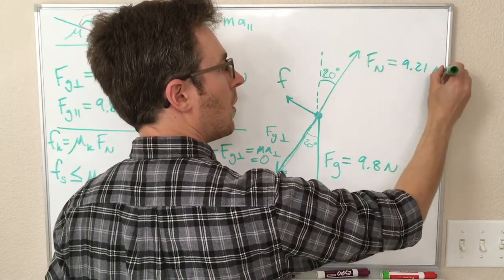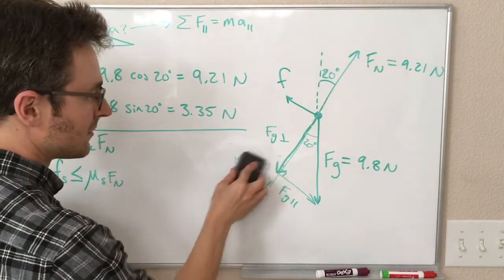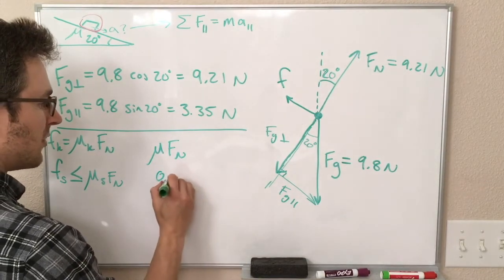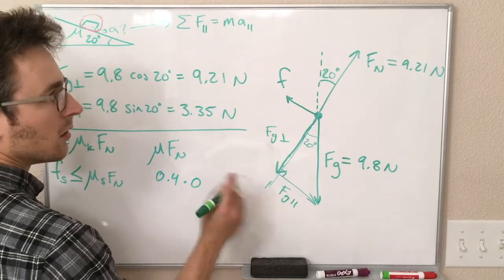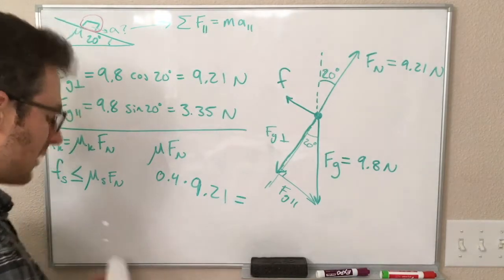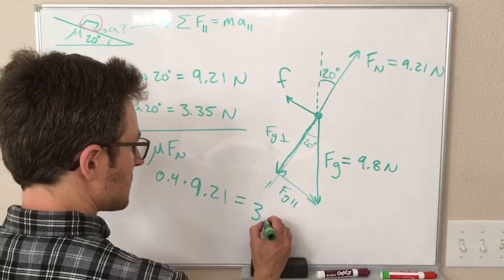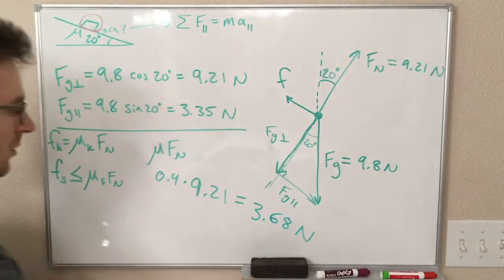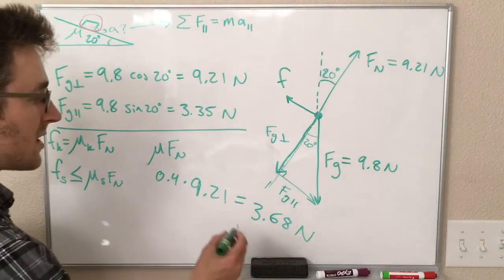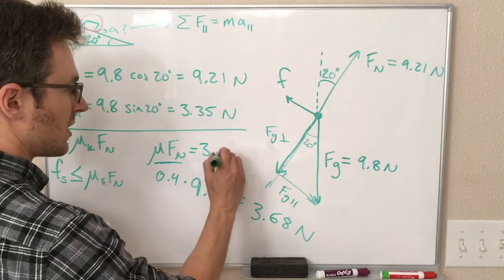Okay, now that we have that done, now we can go back to friction. So mu times the normal force is equal to 0.4 times 9.21. So plugging those in, we get 3.68 newtons. So 3.68 newtons is mu times the normal force. I'm not saying that is our force of friction. I'm just saying this value, if we calculate it, is equal to 3.68.